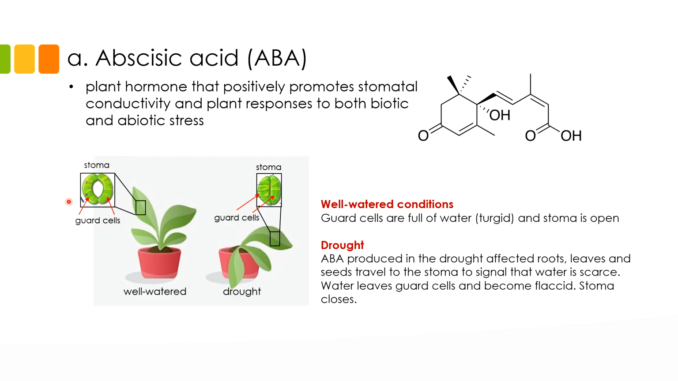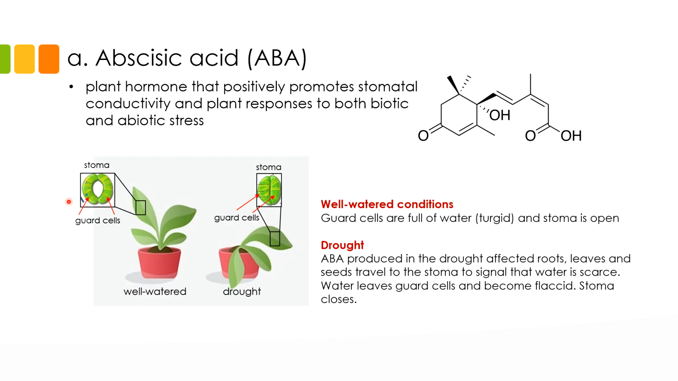Stomata have two kidney bean-shaped structures on either side called the guard cells. When plants are well watered, the guard cells are filled with water and are therefore turgid. When the guard cells are turgid, the stomata are open, and this facilitates gas exchange as well as water release. When plants experience drought or shortage of water, they produce ABA in the drought-affected organs like the roots, leaves, and even seeds. And this ABA travels to the stomata to signal that water is scarce.